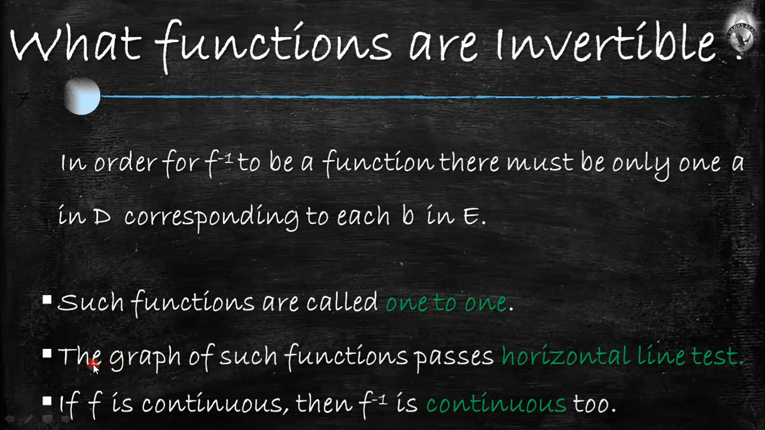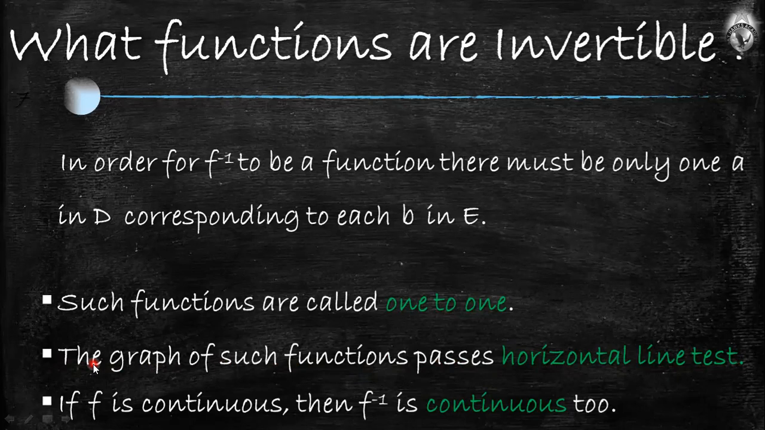So if a graph is given and we are asked to find its inverse, first we should test it with the horizontal line test, and I'm sure that we have talked about that. So what is the horizontal line test of a function?